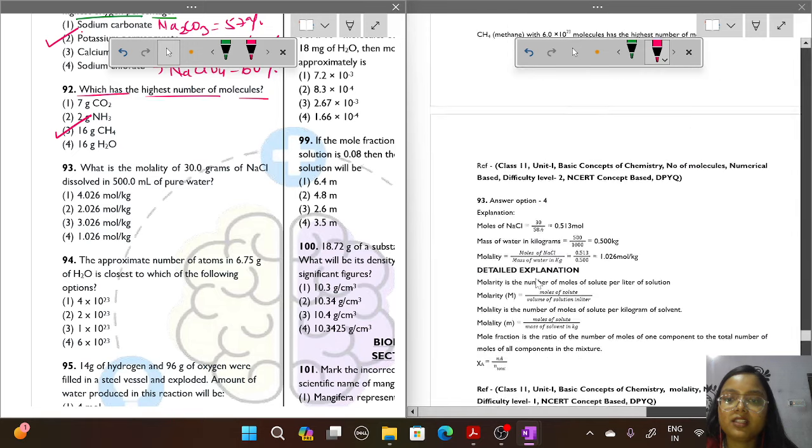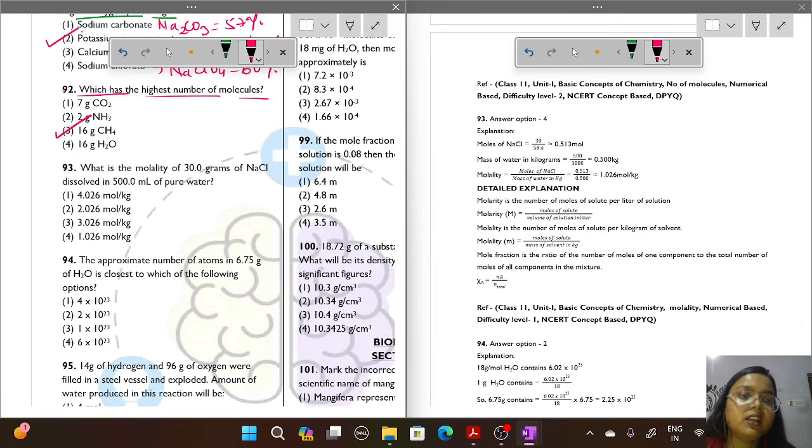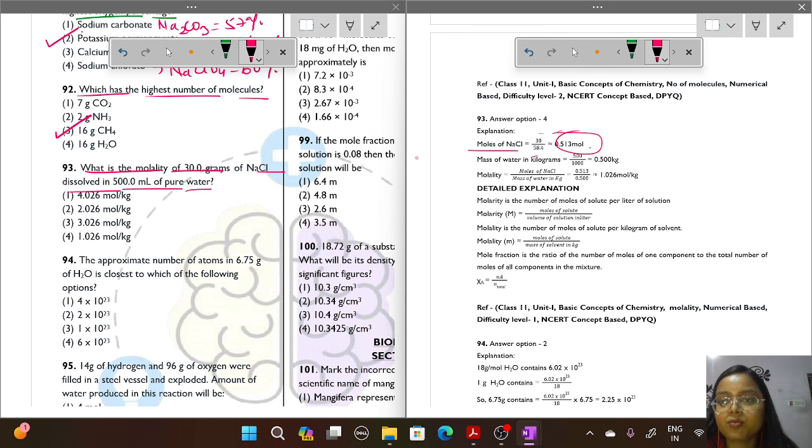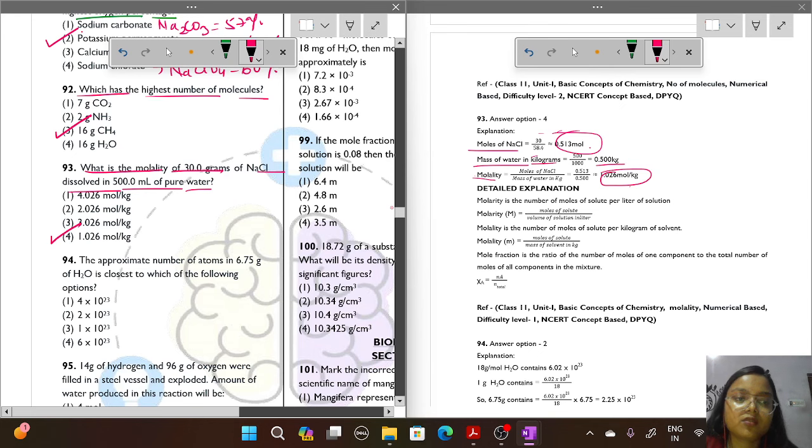Question number 93. In question number 93, what is the molarity of 30 grams of NaCl dissolved in 500 ml of pure water? So, moles of NaCl will be 30 by 58.4, which is 0.513 mole, and mass of water will be 0.500 kg. So, molarity will be 1.026 mole per kg.